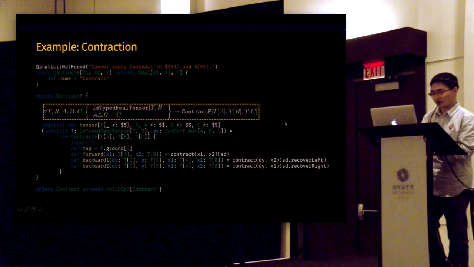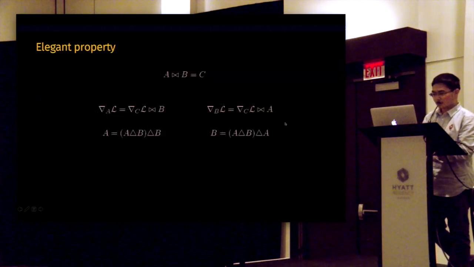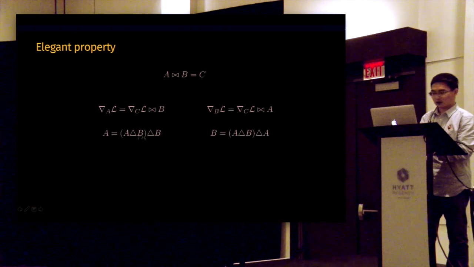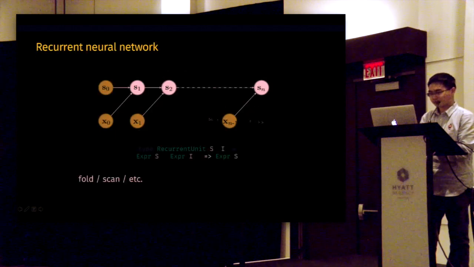This operation has a very elegant property. For example, you may wonder if it type checks, but it actually does, because the symmetric difference of A and B, and then the symmetric difference with B, recovers A. So this type checks. This is a very pretty, elegant property.